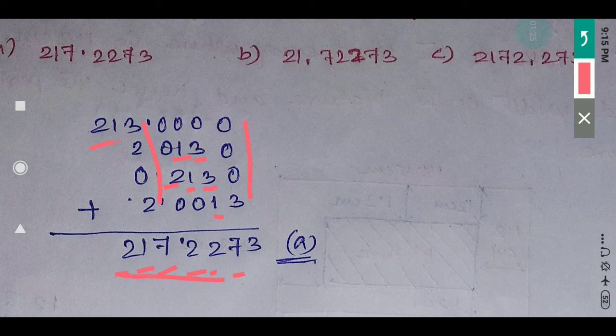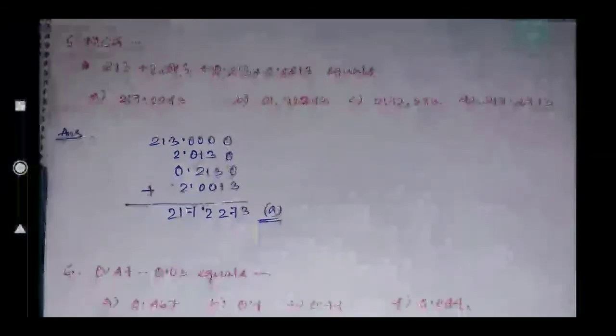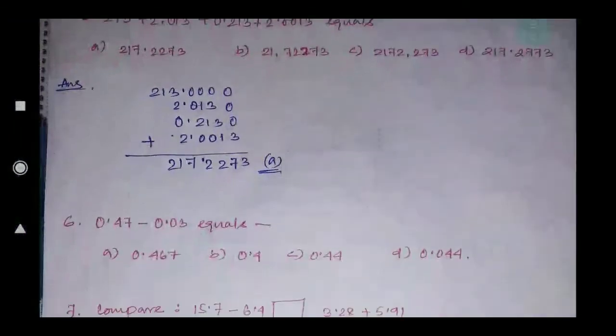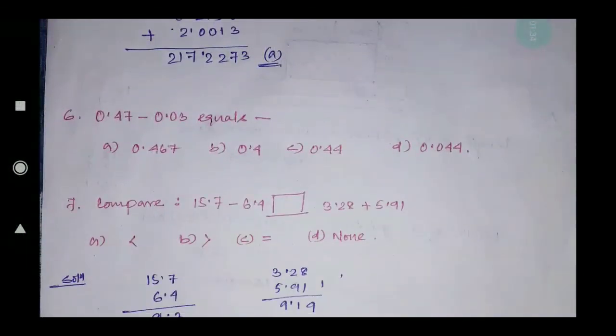So that means this is your final answer. To match the option, which one is it? It is your option number A. Okay, similarly you have to do the 6th number also.